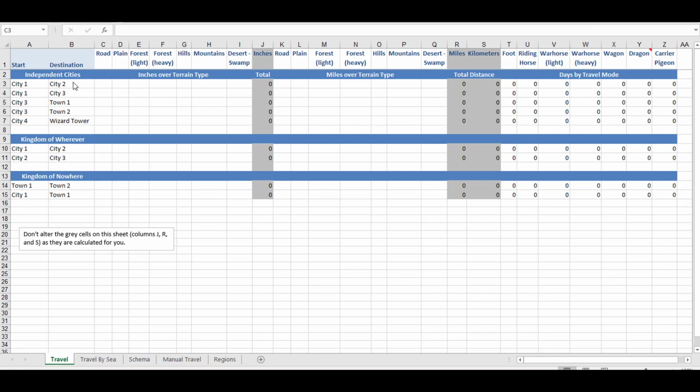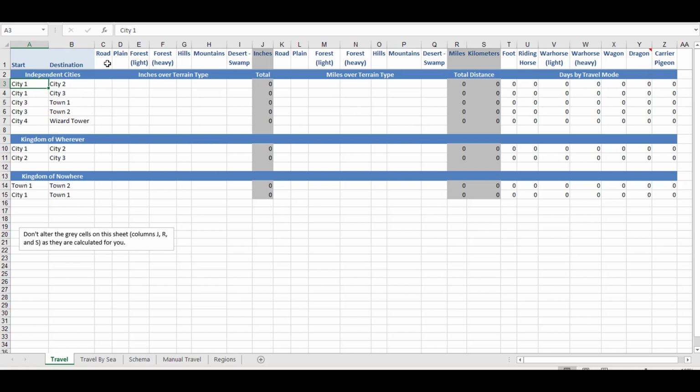What I want to point your attention to first is that I've got a couple blue bands here, like at row number 2. These are cities that are not part of a kingdom, and then we would have the kingdom of wherever, the kingdom of nowhere. I tend to break this up into manageable chunks. And then, of course, we have our start and destination columns, which are A and B here. So city 1 to city 2, city 1 to city 3, and so on.